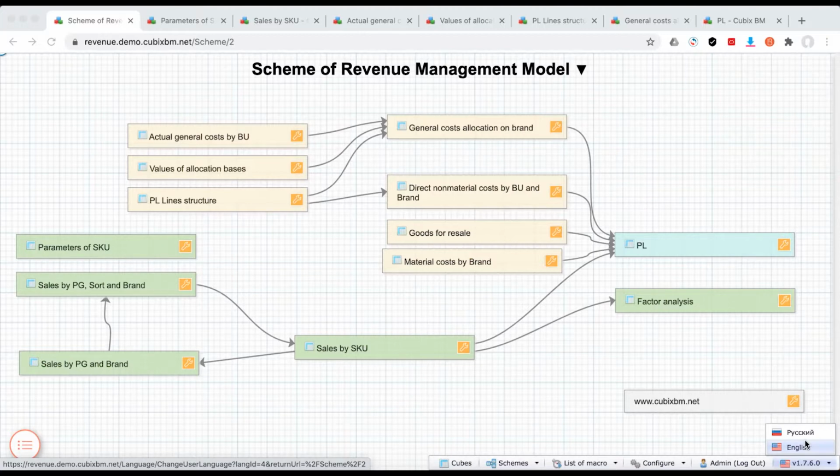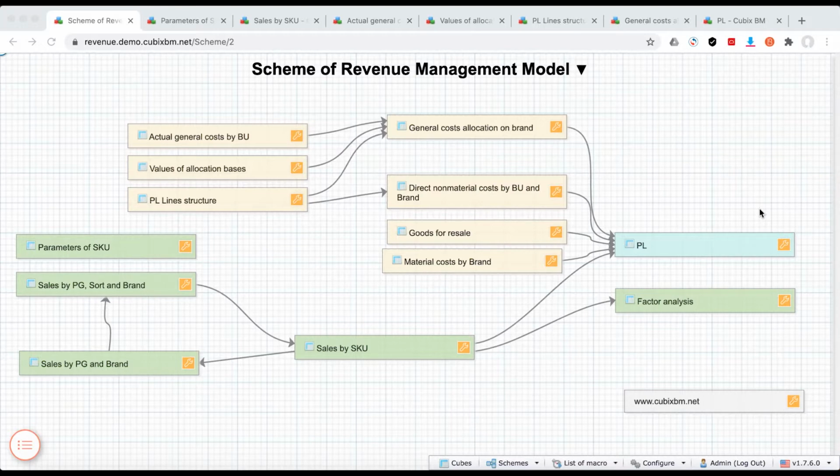It consists of 3 functional blocks: sales, efficiency, and dynamics indicators. These cubes are in green. Calculation and allocation of expenses in yellow, and profit and loss statement and profit indicators calculation, that is in blue.